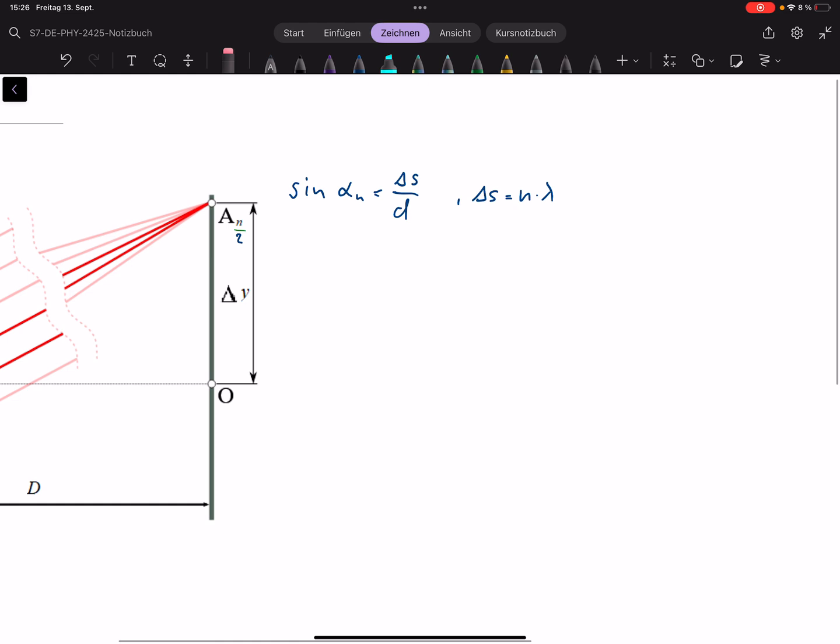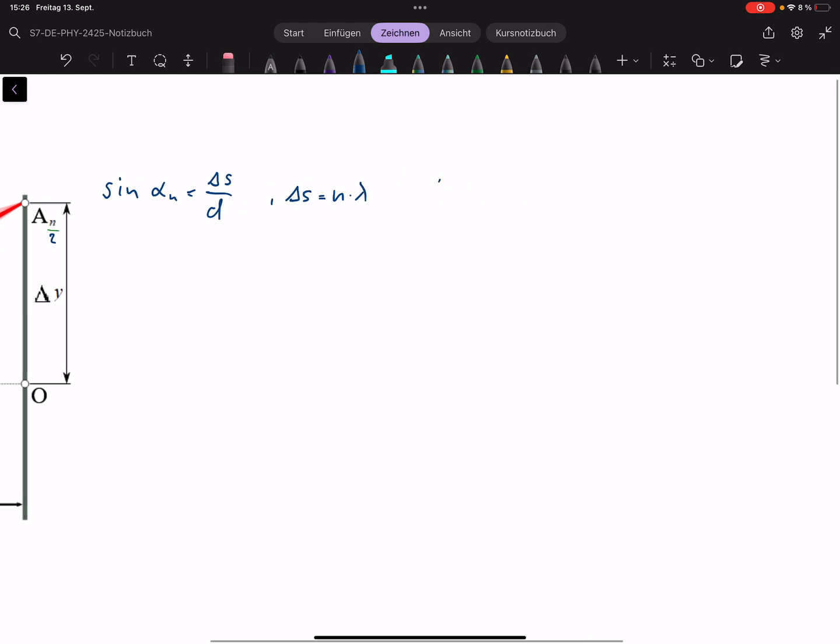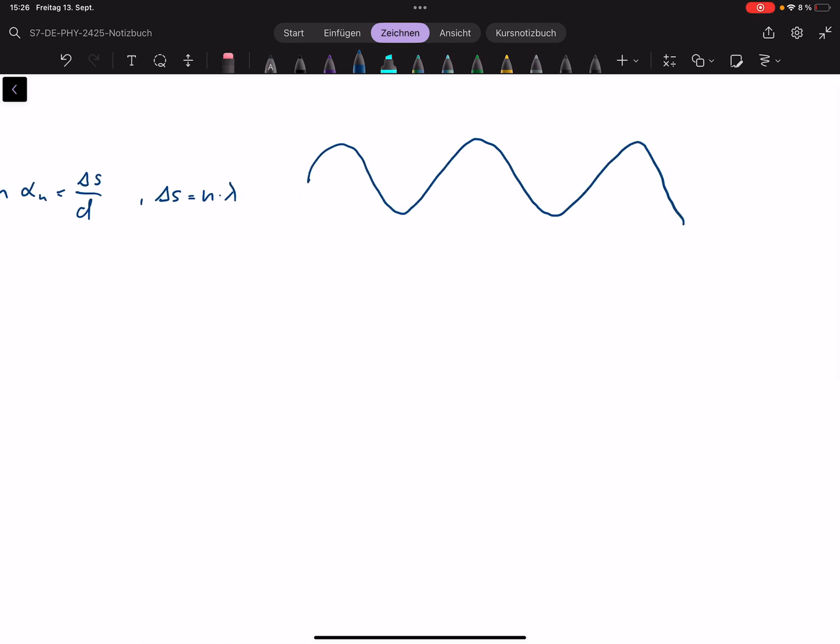So just one more time. Why is this the case? We've got two waves, and this represents the main maximum, where the path difference is 0. So the waves start at the same time on the same, let's say, starting line.